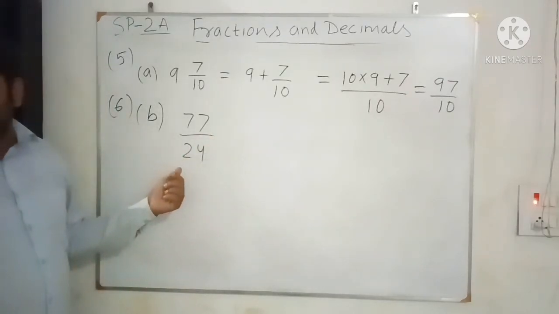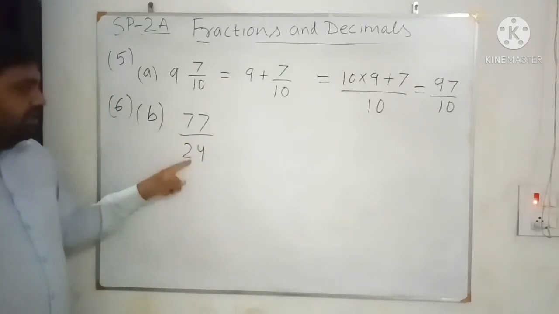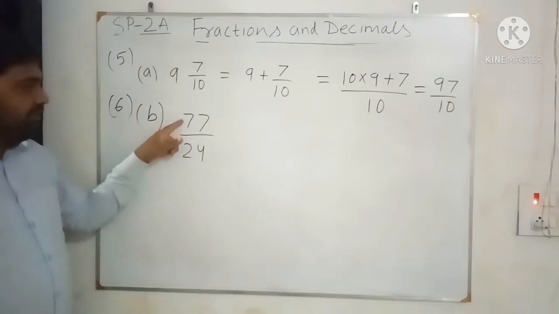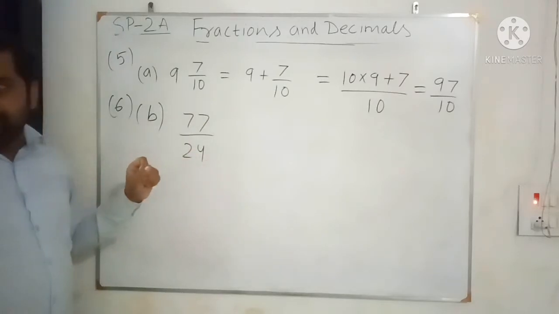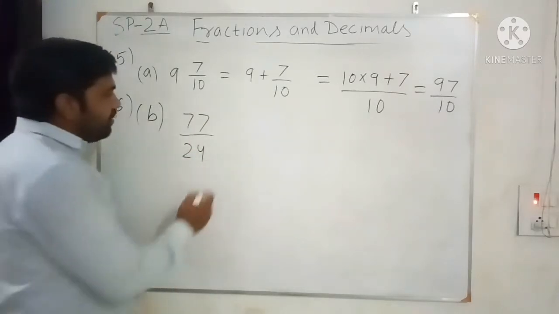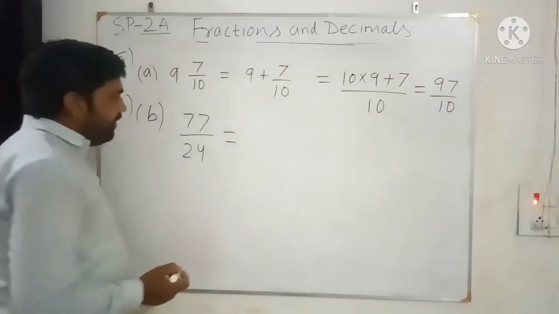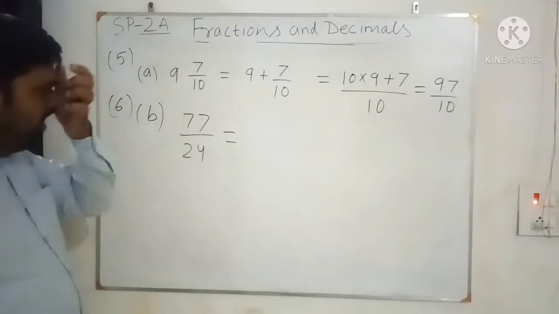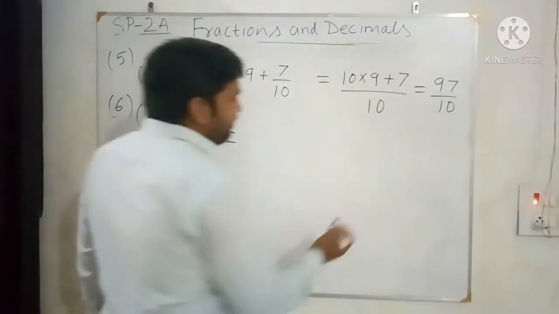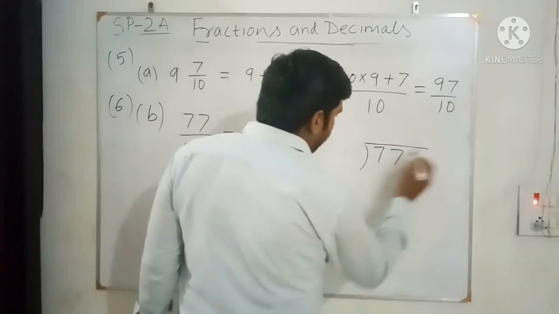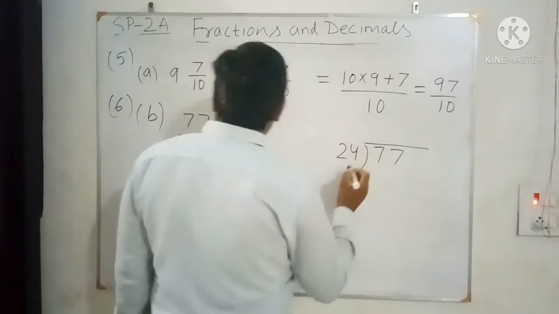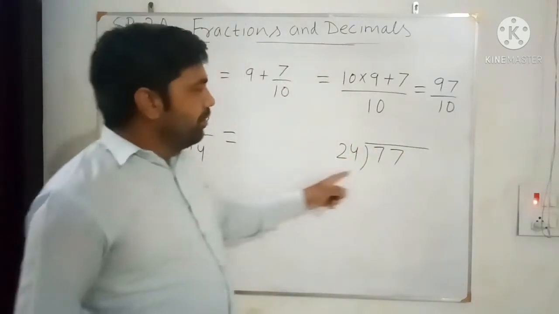What is improper fraction? A fraction in which the numerator is greater than denominator. You can see in this fraction 77 by 24, 77 is greater than 24. So that's why it is an improper fraction. So to convert the improper fraction to the mixed number, what we have to do? We divide the numerator by denominator. So here in the rough column, I will divide this 77 by denominator 24. See how many times 24 will go in 77.